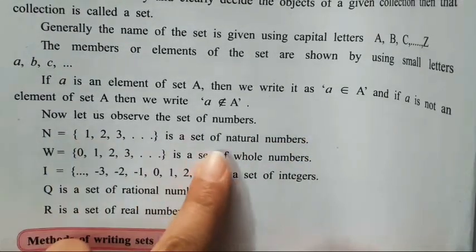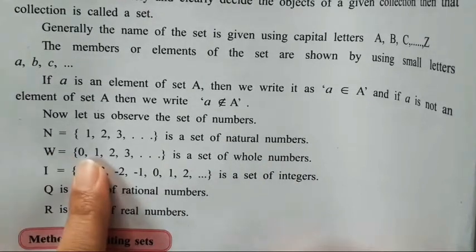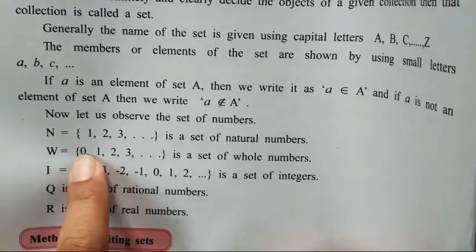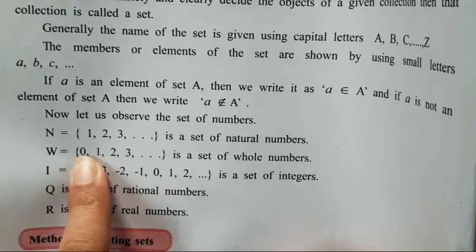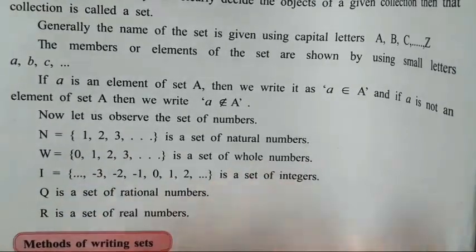Now for the set of whole numbers, they have given W. Whole numbers start from 0. Again this bracket is given. This particular bracket only you have to use for writing sets. So 0, 1, 2, 3 and so on is the set of whole numbers.